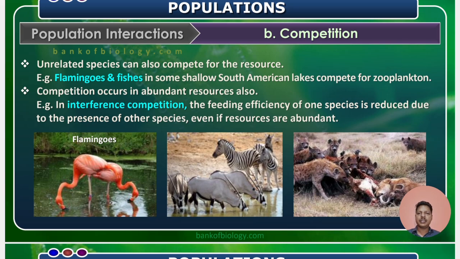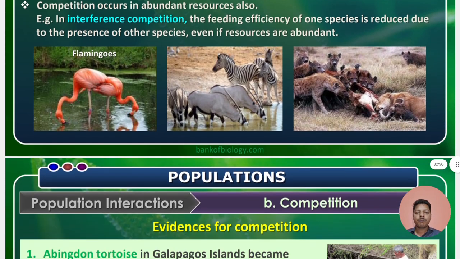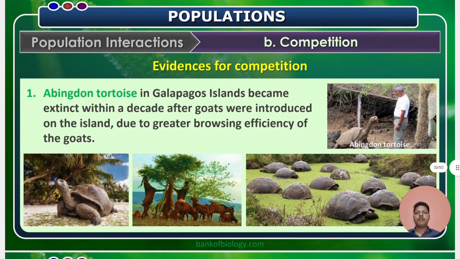Example, flamingos and fishes in some shallow South American lakes compete for zooplankton. Then competition occurs in abundant resources also. Example, in interference competition, the feeding efficiency of one species is reduced due to the presence of another species, even if the resources are abundant. Then, evidences for competition. The Abingdon tortoise in the Galapagos Islands became extinct within a decade after goats were introduced on the island due to the greater browsing efficiency of the goats.